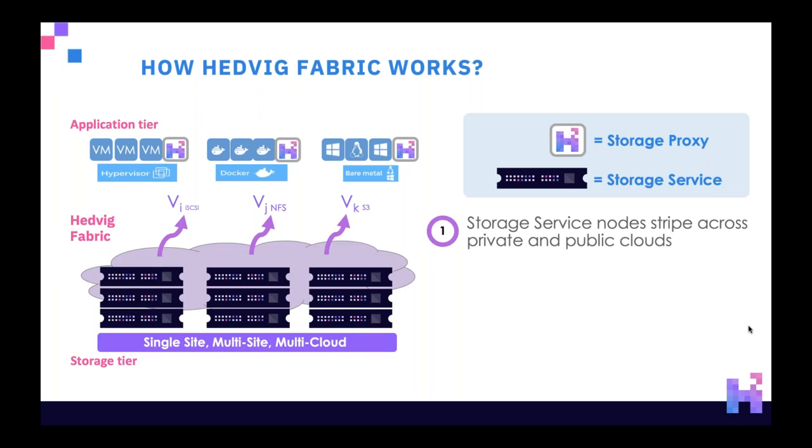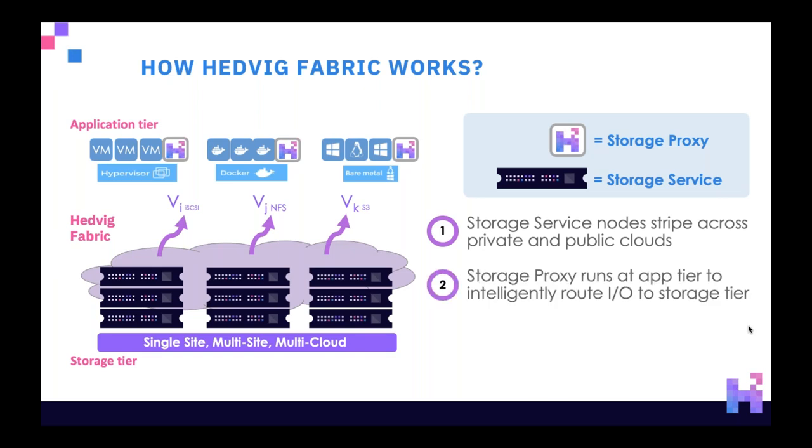So from the same platform, you are able to consume these different kinds of volumes, and the storage layer remains exactly the same. And the second component in this architecture is the Hedvig Storage Proxy, and it runs at the application tier, and it's responsible for talking northbound to your applications and southbound to our Hedvig Storage Service, or Hedvig Storage Layer, and it translates your protocol. It does the protocol conversion, for example, iSCSI or NFS or S3. The Hedvig Storage Proxy is the first point of contact for all the IOs, and it translates those protocols and reroutes the data to our Hedvig backend. And then, of course, the Hedvig Storage Service takes care of the data and it stripes it out.